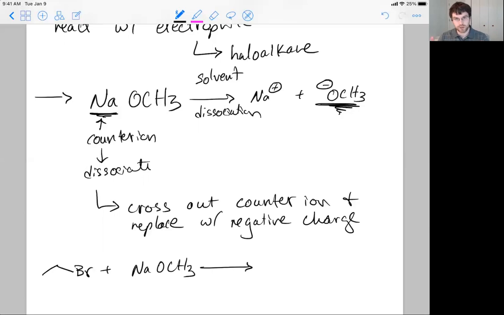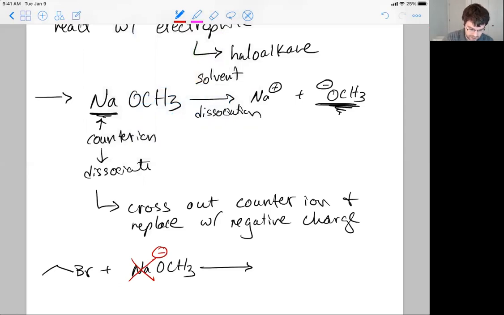Now to do both of those things effectively, the first thing I want to do is cross out the Na and replace it with a negative charge. I'm just going to do that in a different color. I'm going to redraw the exact same thing. So I'm going to cross out the Na and replace it with a negative charge. I'm letting the Na float away as Na+. The Na+ is gone, so now the negative charge is released.